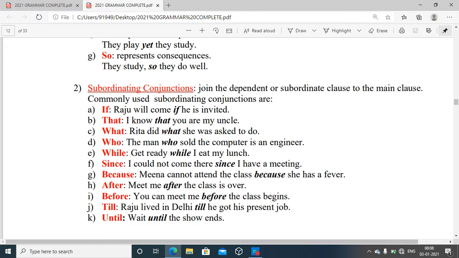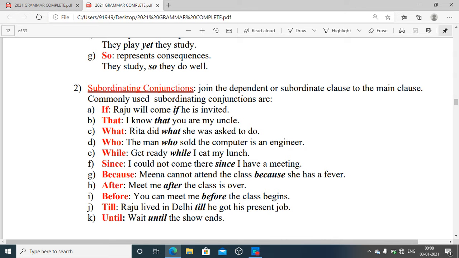Let's take the examples. First, Raju will come if he is invited. So this person will come. Here the subordinating conjunction introduces a dependent clause. The whole sentence is not a simple sentence. It's about a clause which is dependent on the main part. Raju will come, but if he is invited cannot stand alone. It's dependent on the main clause. So here, if helps to join these two together.